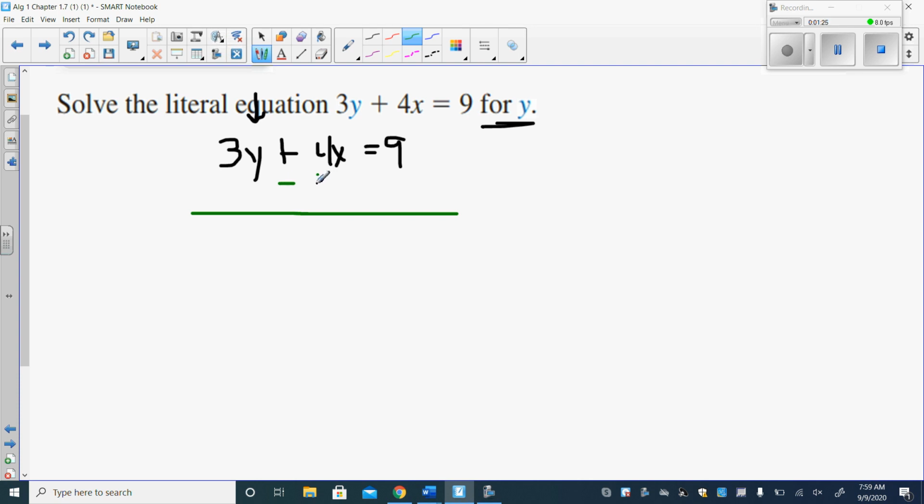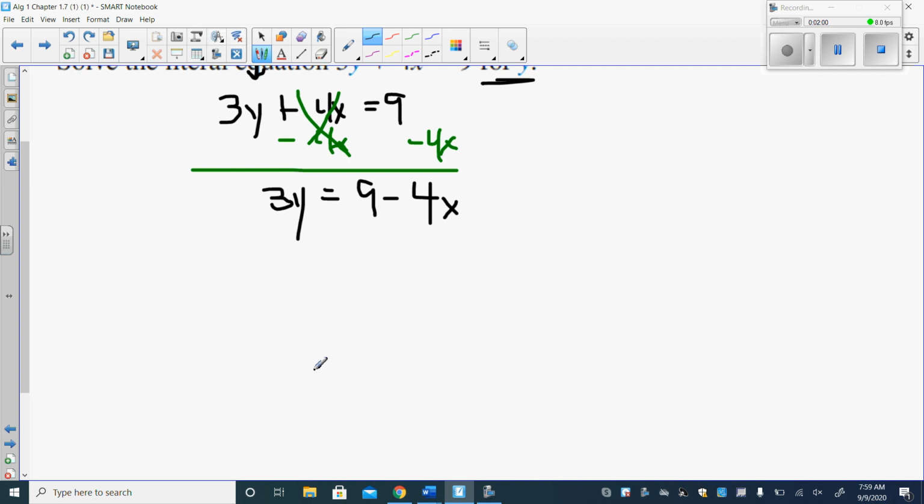So what I'm going to do is subtract 4x from both sides. We're going to subtract 4x because 4x minus 4x will cancel, leaving us with 3y on the left side equals, well, 9 and 4x aren't like terms. And because they're not like terms, we just write it as 9 minus 4x. We keep them separate. Because again, the only way that they can be like terms is if they have the same variables, and they don't. So what that leaves us with is this right here.